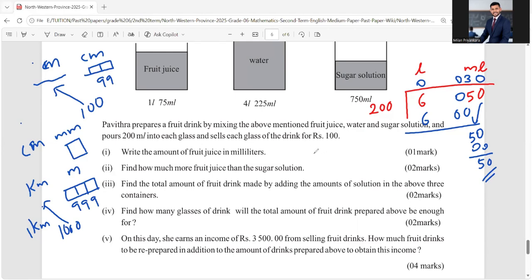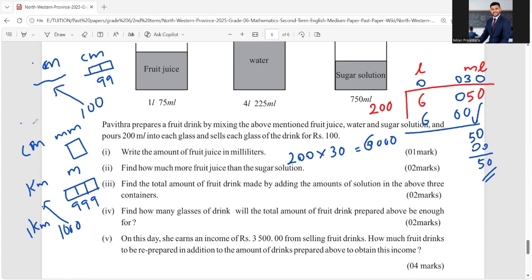You see, now actually 6 liters means 6,000 milliliters, right? And 6 liters, 50 milliliters means 6,000 milliliters plus 50 milliliters. You know, you cannot fill a glass with 50 milliliters. This will definitely remain. For 6,000 you can divide by 200, right? If you divide by 200, you will have 30 glasses. And you understand that 200 multiplied by 30 is equal to 6,000, right?